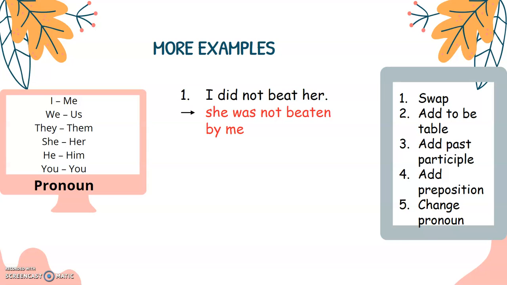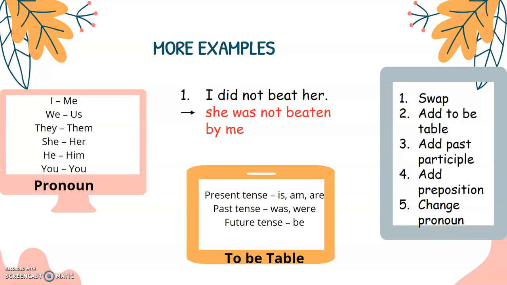So "was," why? Because "did" is there. Did is a past tense. So we use the to be table. If the sentence is in past tense, we have to use "was." "Not beat" is there. So beat, we have to change it into past participle, so it will be "beaten," and then we have to add a preposition, so "by." And again "I" is there. So "I" in the pronoun table will change to "me." So that's why we changed it to "me." So the sentence is, "She was not beaten by me."